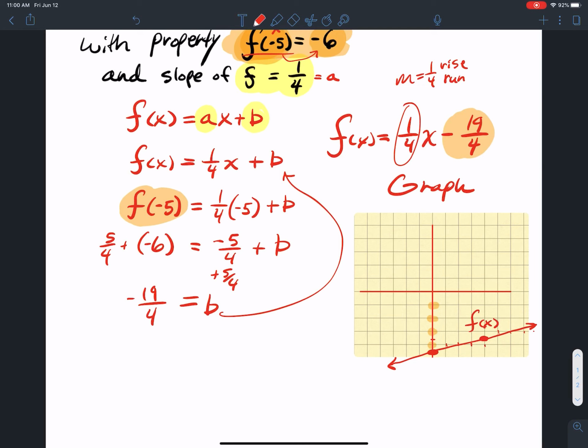When you're graphing and you have it in slope-intercept form, plot the y-intercept first, and then do the slope, rise over run. If it's a negative number, instead of going up, you're going down, and that would be a negative slope.